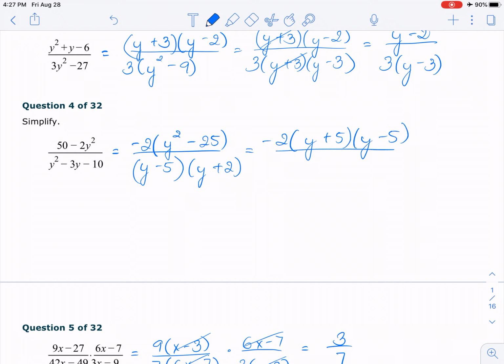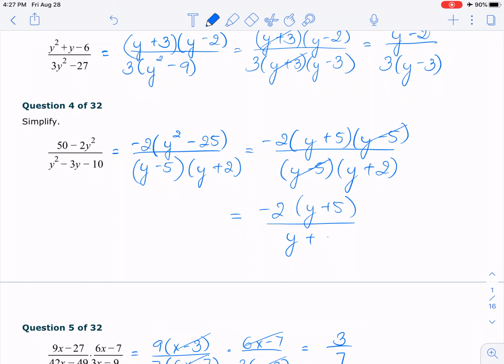This is the conjugate. So if you didn't take out the negative 2 and you took out just positive 2, then you wouldn't have y squared minus 25. So make sure you take out the negative 2. So the final answer is going to be negative 2 times y plus 5 over y plus 2.